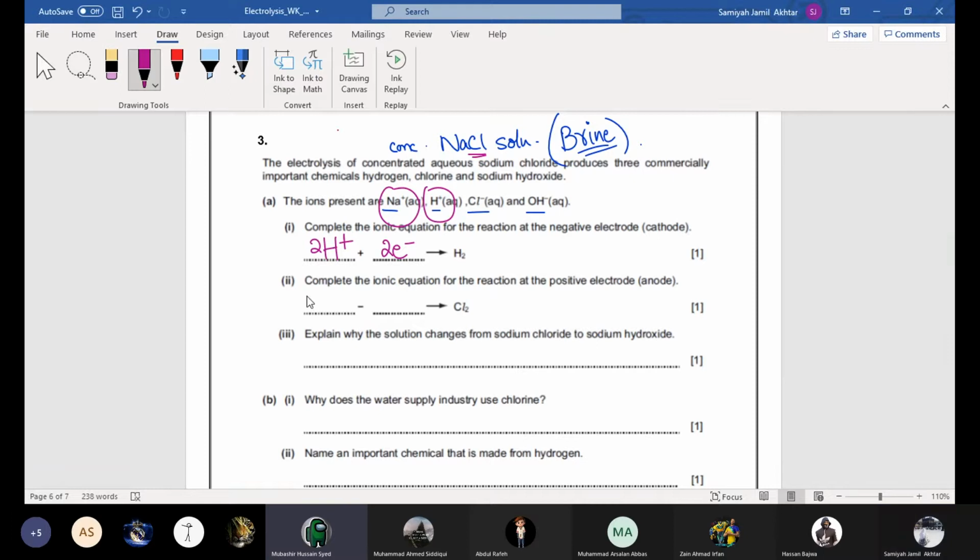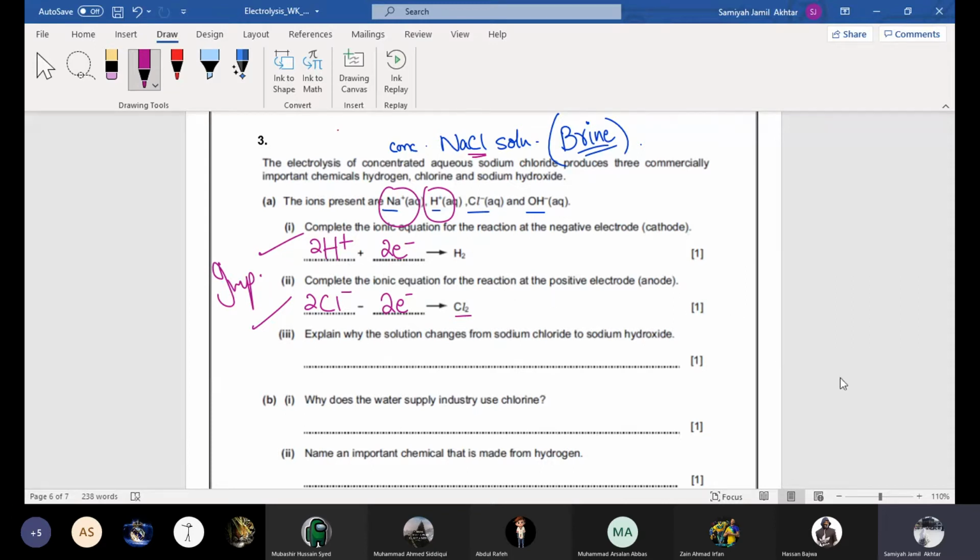2Cl- and then 2e-. So 2 chloride ions will give 2 electrons and become Cl2. Boys, these half equations are very important. I can see you are quiet, which means you are not sure about these equations. So please, please practice them a lot.